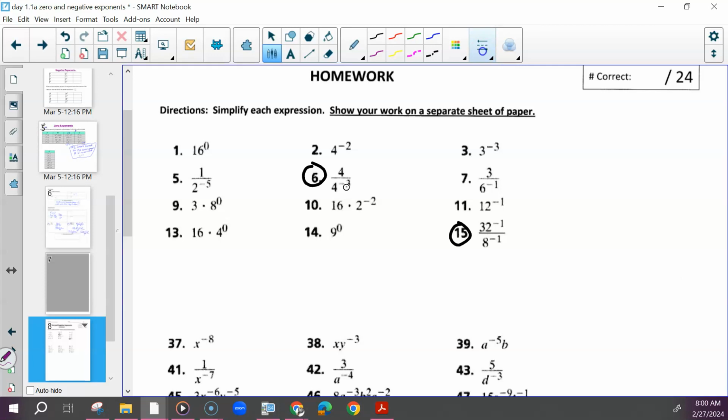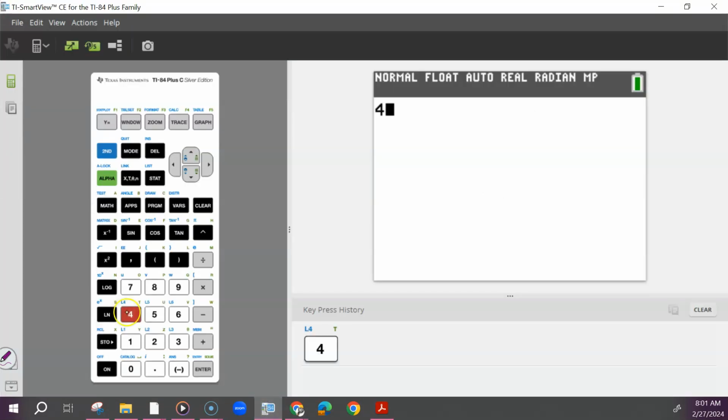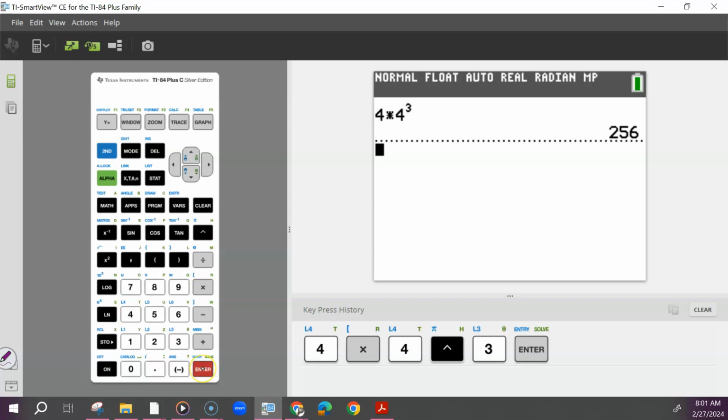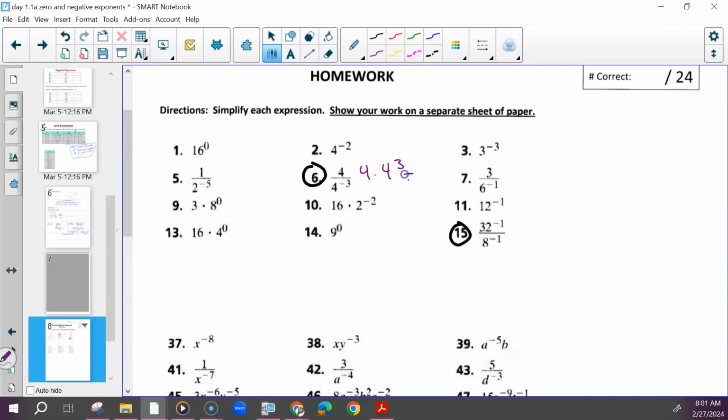So with this, because it's a negative, it's going to come up, and we're multiplying. And then you could put that all in your calculator. You could do 4 to the third, and then multiply it by 4. Whatever that is, 256 would be that answer.